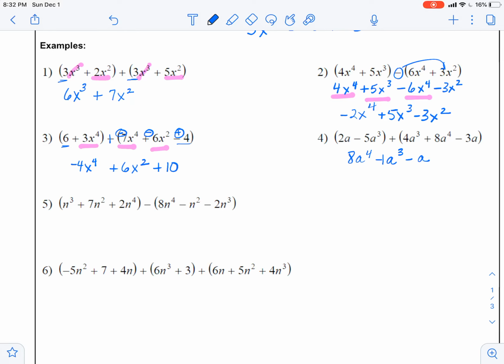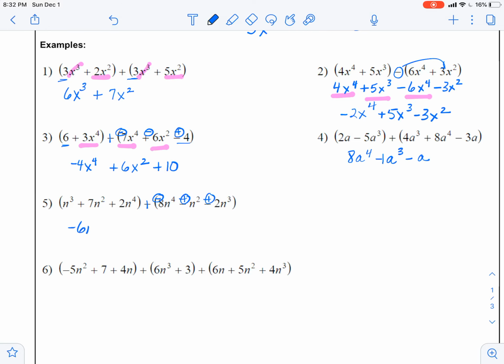On this one, again, I would definitely go through and change the signs. I have n to the fourth as my highest power, so that's 2 minus 8, which would be a negative 6. For the n cubed terms, I have the n cubed and the positive 2n cubed, which would give me 3. For the squared terms, I have the 7n squared and the plus n squared, which would give me 8. Oh, my pen just quit on me. So that would give me 8n squared.